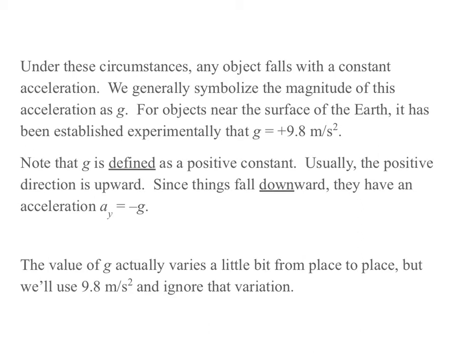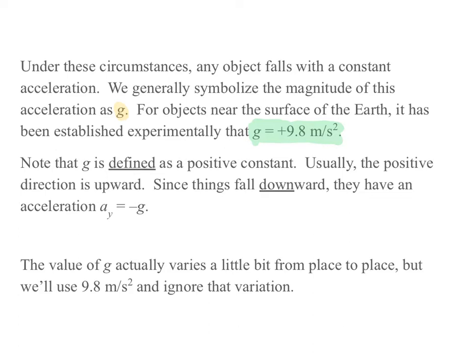Under these circumstances, any object falls with a constant acceleration, and we generally symbolize the magnitude of this acceleration with the letter small g. For an object near the surface of the Earth, it has been established experimentally that g is the quantity 9.8 meters per second squared, meaning that something falling near the surface of the Earth gains 9.8 meters per second of speed every second that it falls. And remember that means it's gaining a pretty hefty amount of velocity for every second.